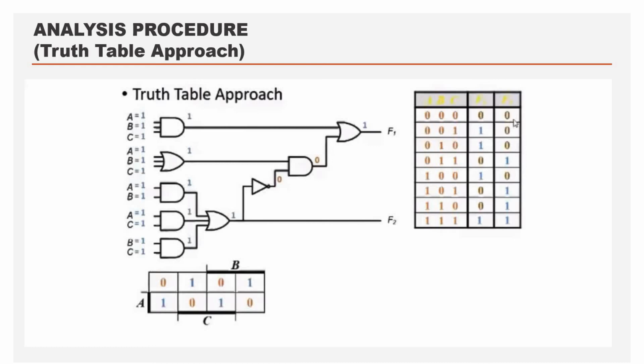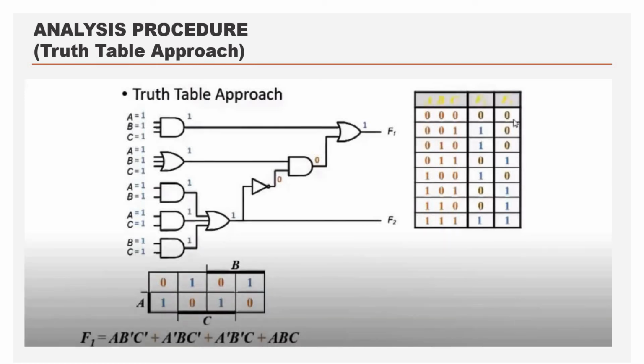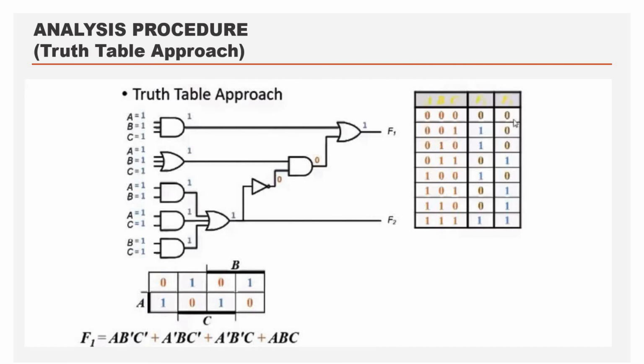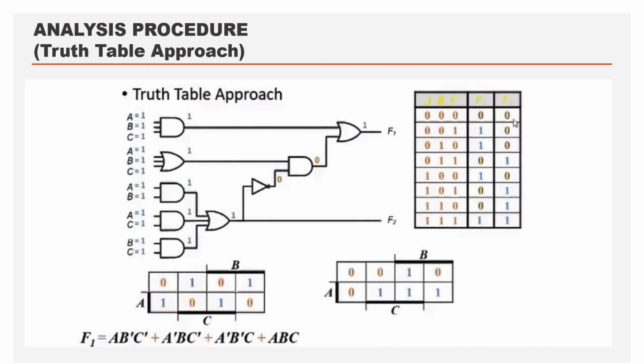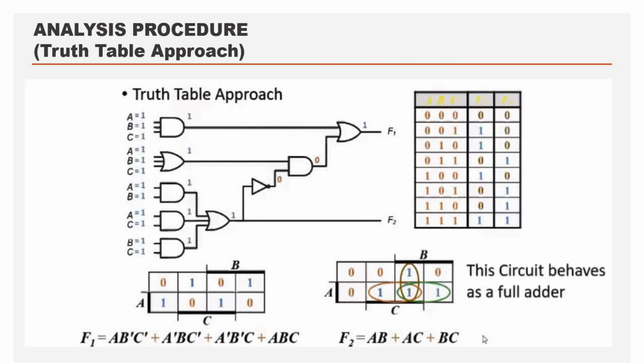Now F1 is expressed as the sum of minterms. By solving this K-map, we can express it as the sum of the minterms. F1 is A B bar C bar plus A bar B C bar plus A bar B bar C plus ABC. Now F2 can also be written in terms of its minterms, and we get AB plus AC plus BC. These expressions are nothing but the sum and carry expressions of the full adder. As you can see, the circuit behaves as a full adder.